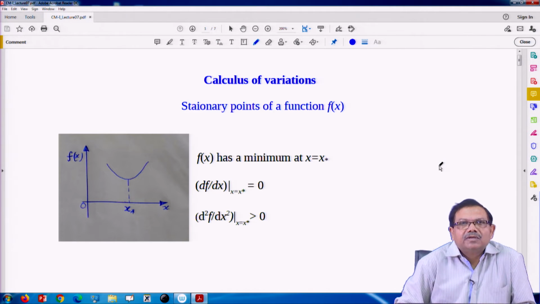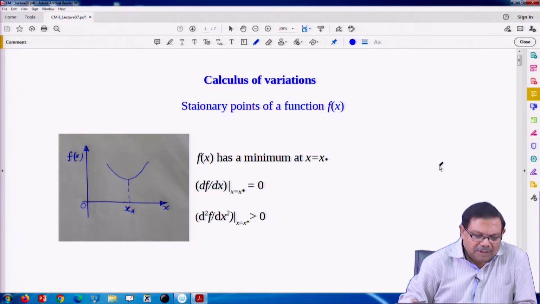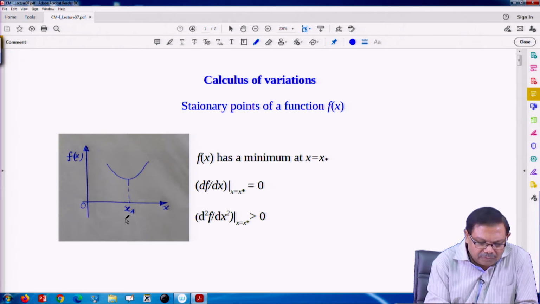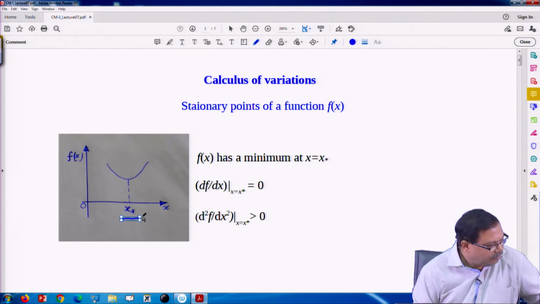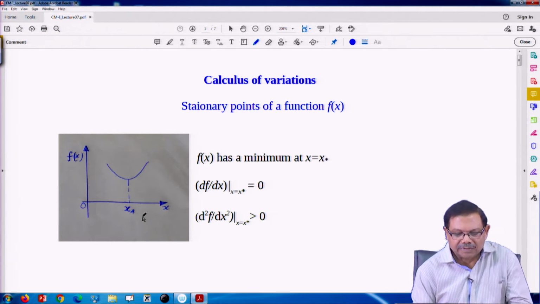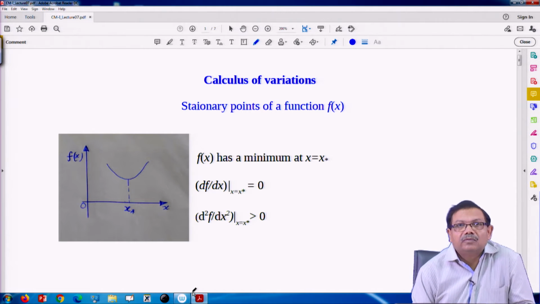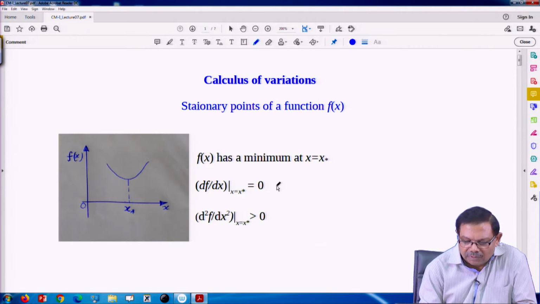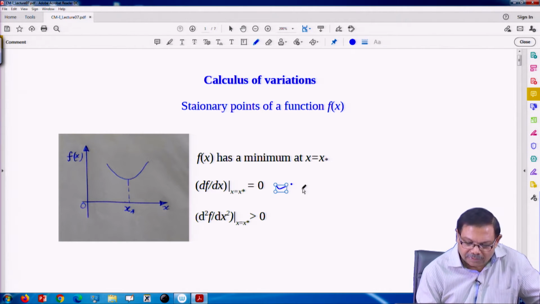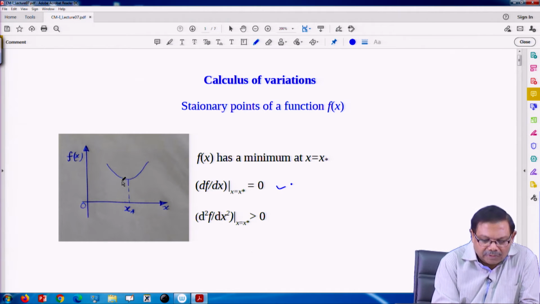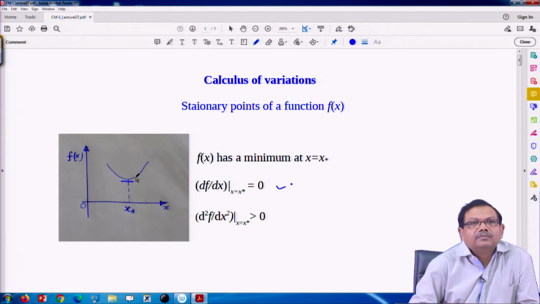Before starting that, let me point out a few things. What is called a stationary point of a function f of x? I have plotted here a function f of x, and it is showing a minimum at, let us say, x equal to x star. There is a minimum of this function at x equal to x star. At the minimum its first derivative is 0, that means its slope is 0 at x equal to x star. So, this is where its slope is 0.